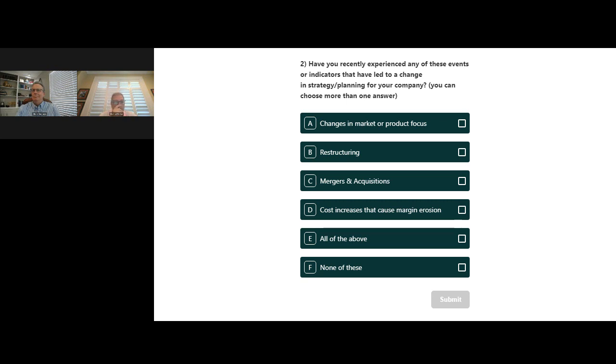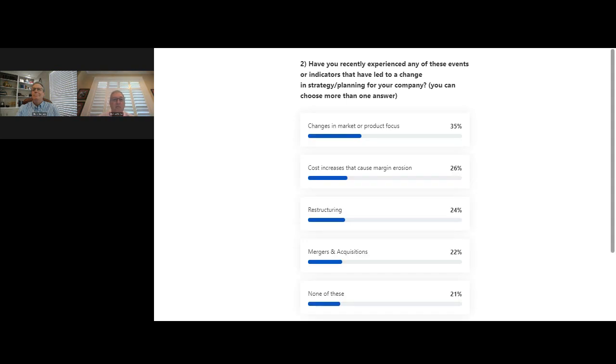All right, here are the results. It's a pretty even distribution. Yeah, a little surprised on somehow the restructuring and M&A being this high, but that's a good thing. Those are impactful events, so definitely something that makes you relook at your strategic technology plan. So great information. Thank you everyone for sharing.